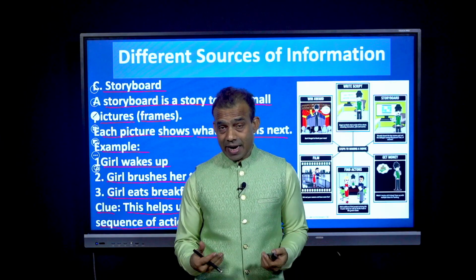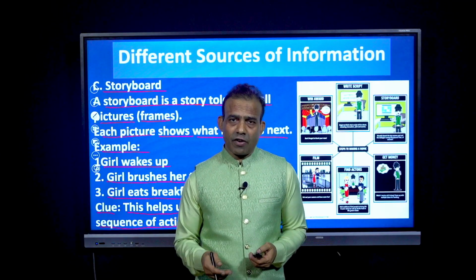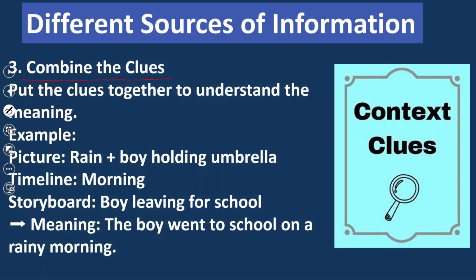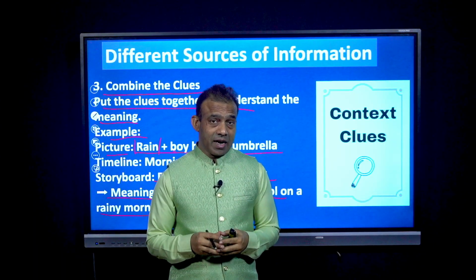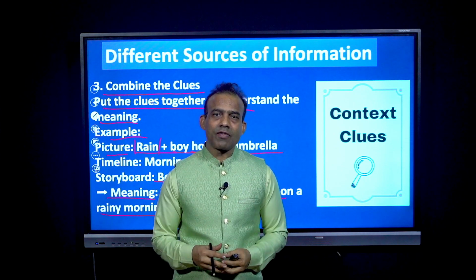Now move to the next type of information. Yes, that is combine the clues. Put the clues together to understand the meaning. For example, picture: rain plus boy holding an umbrella. In that picture, there is rain and a boy who is holding an umbrella. Timeline: morning. The picture is clearly telling us the timeline is morning. And storyboard: boy leaving for school. So we can understand the boy went to school on a rainy morning. So, my dear learners, in this way we can conclude by putting different clues together what is the meaning and what we can understand from these pictures.